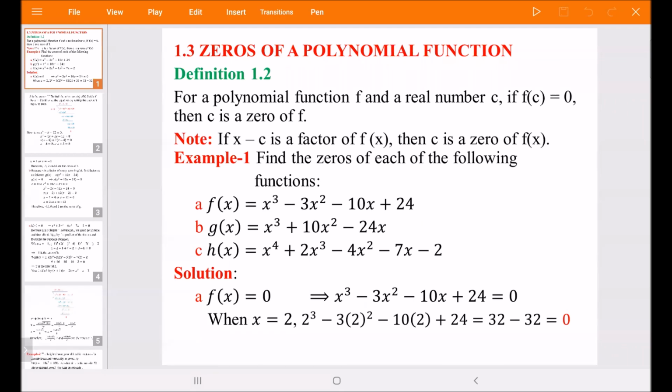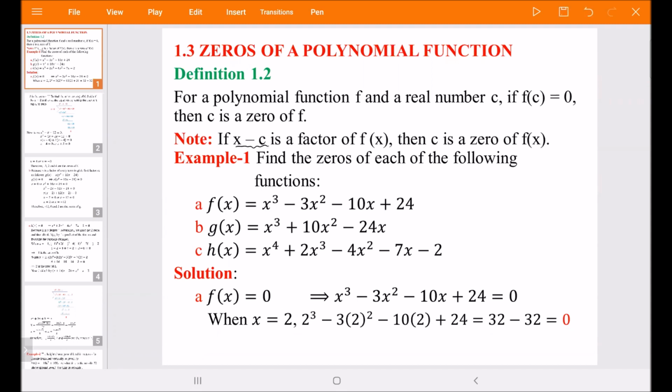So when x is equal to 2, we have 2 cubed minus 3 times 2 squared minus 10 times 2 plus 24. So 2 cubed is 8, minus 3 times 2 squared is minus 12, minus 10 times 2 is minus 20. So minus 12 minus 20 is minus 32. 8 plus 24 is 32. So 32 minus 32 is equal to 0. Now we have obtained one zero. This zero is 2. Here I mentioned that if c is a zero of f of x, it tells you that x minus c is a factor of this polynomial.